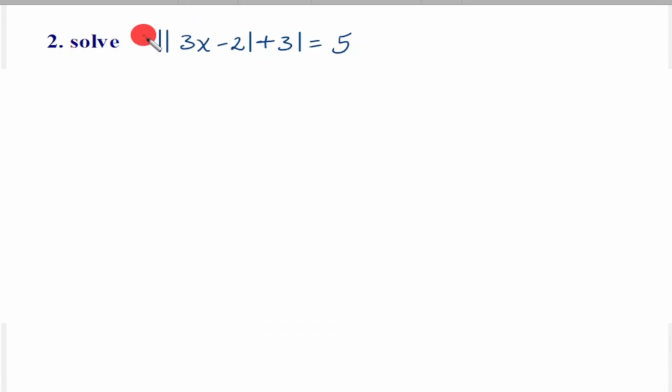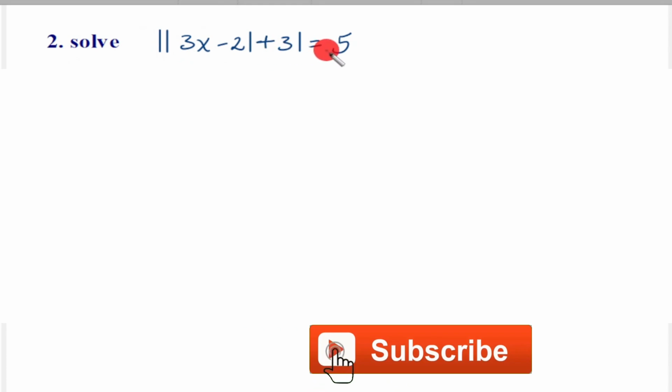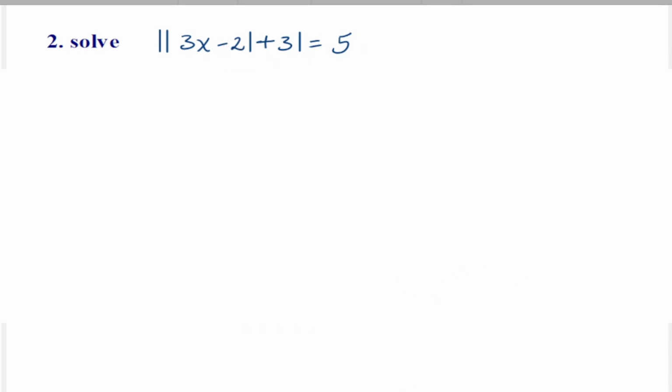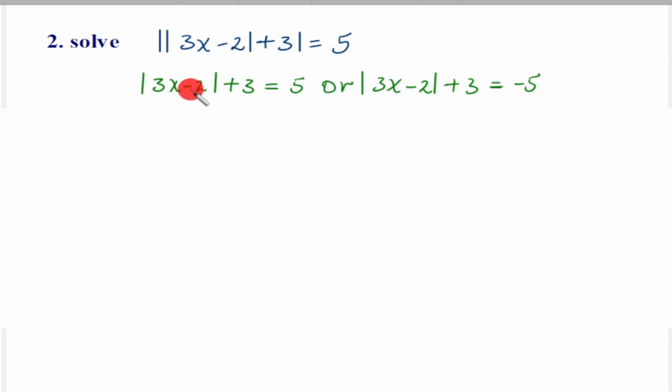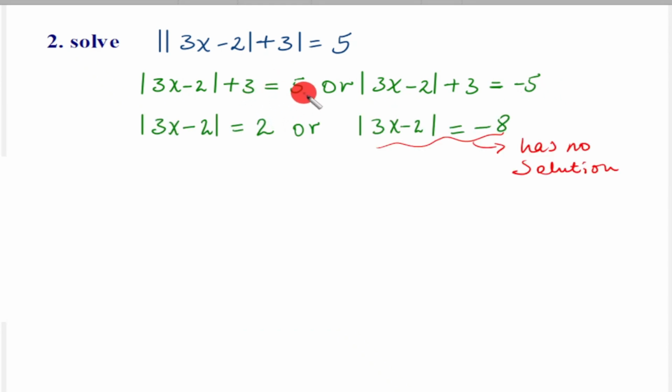To solve the absolute value of the absolute value of 3x minus 2, plus 3, is equal to 5. This is a nested absolute value equation. So to solve this, we use the definition of absolute value. The absolute value of 3x minus 2, plus 3, is equal to 5, or the absolute value of 3x minus 2, plus 3, is equal to minus 5. When we bring this 3 to the right, it becomes 5 minus 3, which is equal to 2. And when we bring this 3 to the right, minus 5 minus 3, which is minus 8. But this one has no solution because the output of absolute value can't be negative.